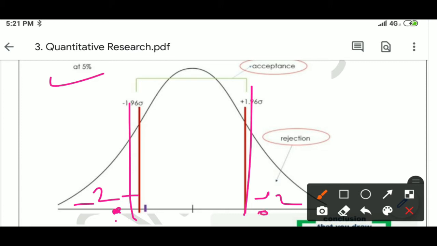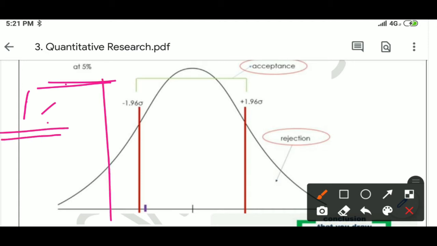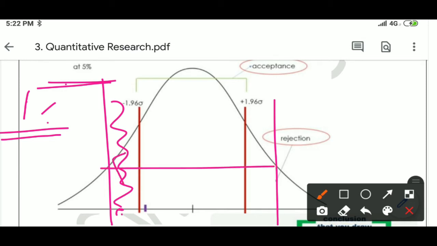Okay, now what happens if the researchers just take the significance level as 1%? Then the range of acceptance will be broadened, will be here, and your value 2 comes under this range. The value that was going to be rejected will now be accepted, because this range becomes the acceptance region and the remaining will be the rejection region.